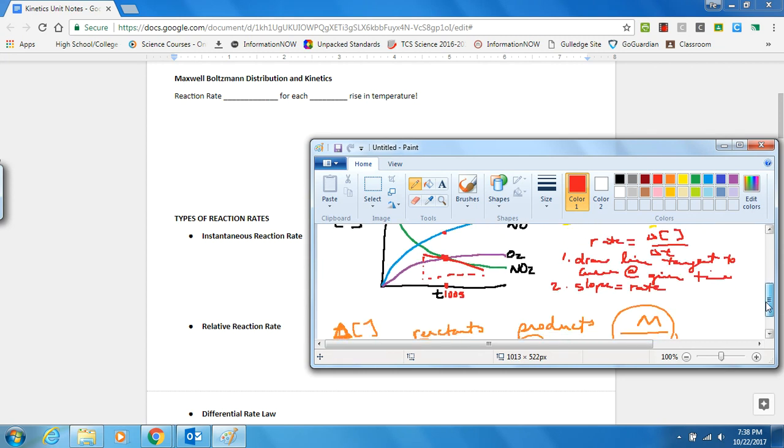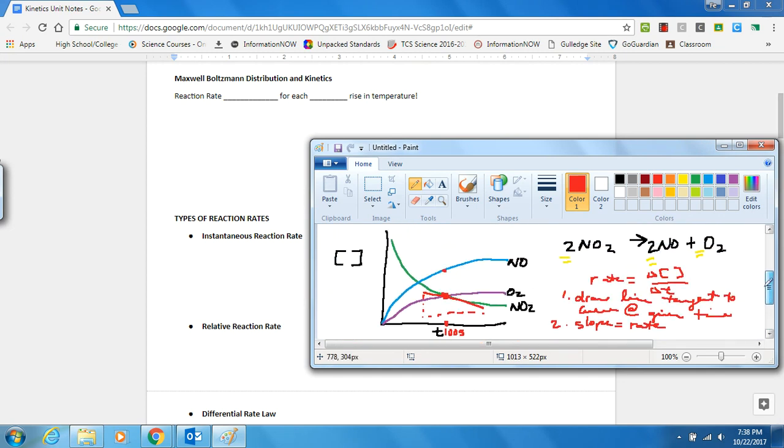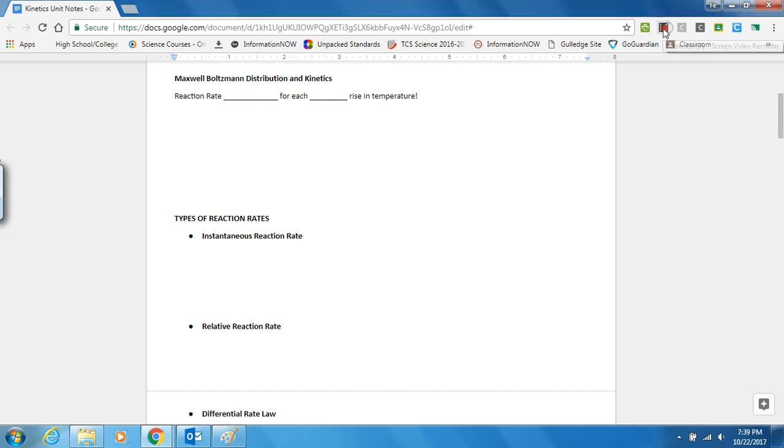Now let's reiterate this whole negative and positive business. What do you notice about the slope of my reactants here? My slope of my reactants is a negative slope, right? Well, that reinforces the idea that my change in concentration over time is negative. If I were to take the line tangent to the curve for the product here, then my slope will end up being a positive slope, because I'm increasing the concentration of my products over time. So this is all how you do instantaneous reaction rate.